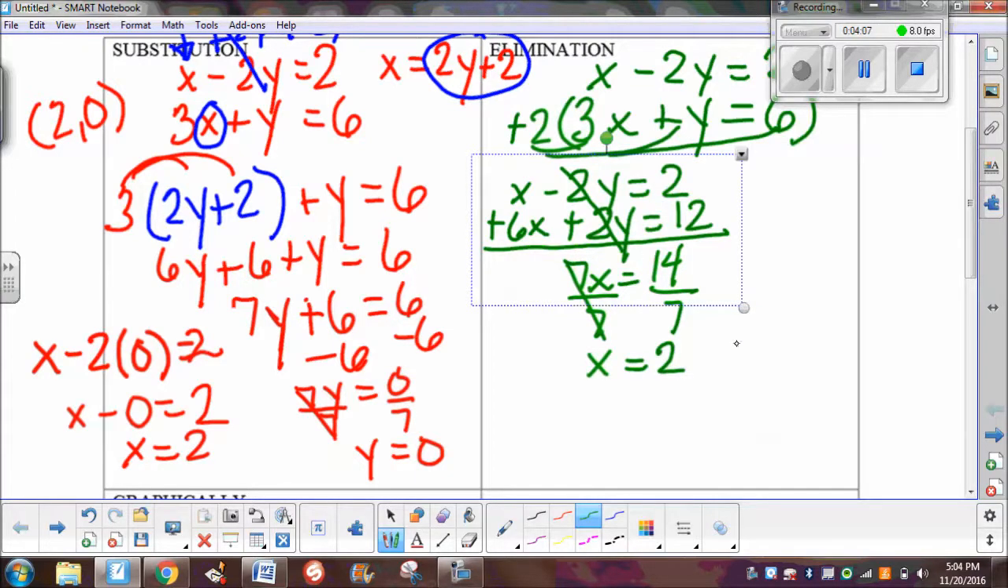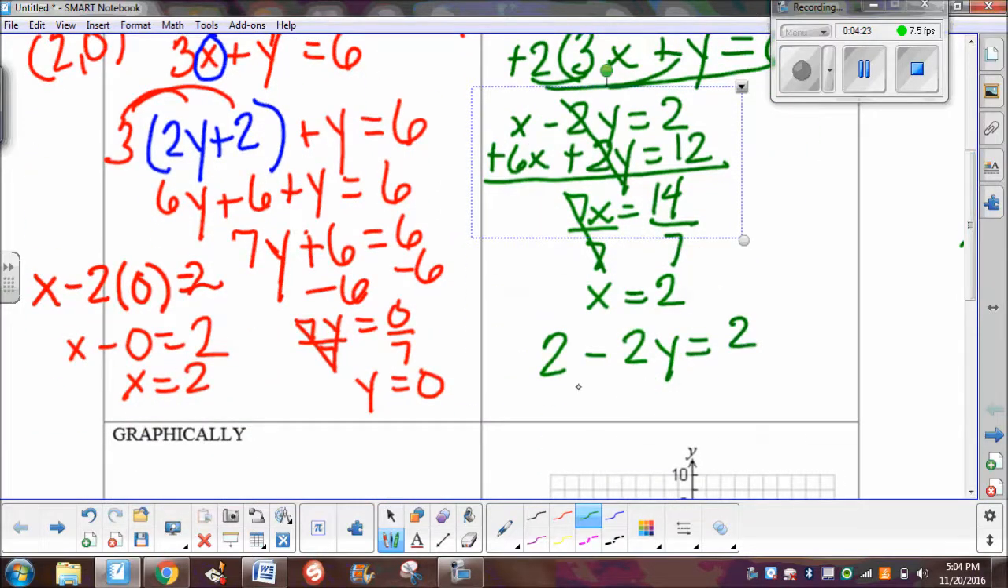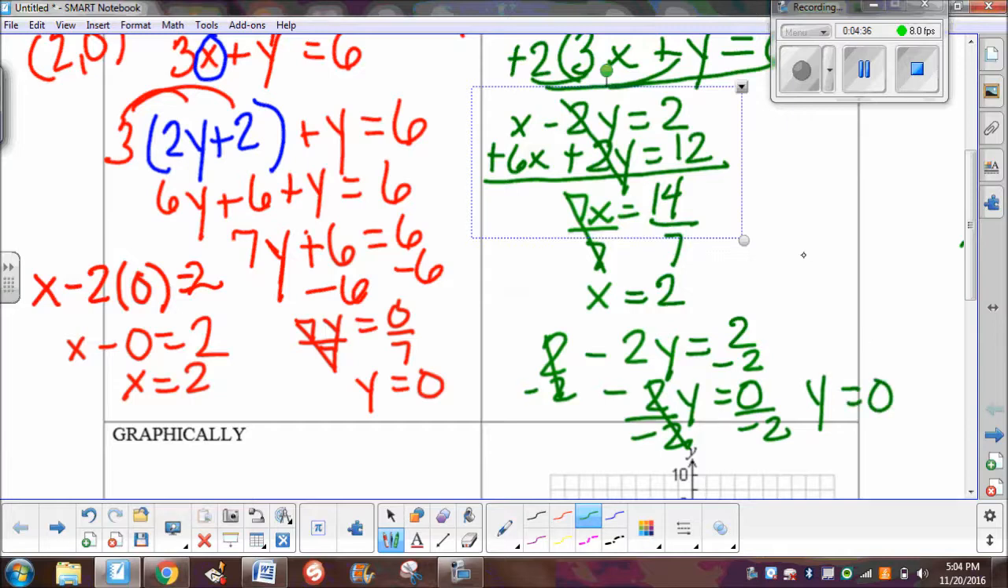x equals 2. So again, I'm halfway there. I've got to take my value of x and plug it in. I'm going to go back into the first original, so 2, where my x is, minus 2 times y equals 2. And I'm going to solve for y, so I'm going to subtract 2 from both sides and get -2y equals 0. I'm going to divide by -2, and I'm going to get y equals 0. So my solution, again, (2, 0).